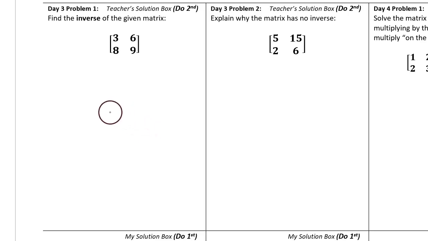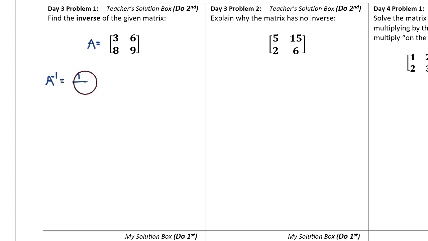Here is the answer for day 3, problem 1. Find the inverse of the given matrix. A square matrix can have an inverse, and this is a square matrix. Let's say that this is matrix A. To find the inverse of matrix A, there is a technique to follow.